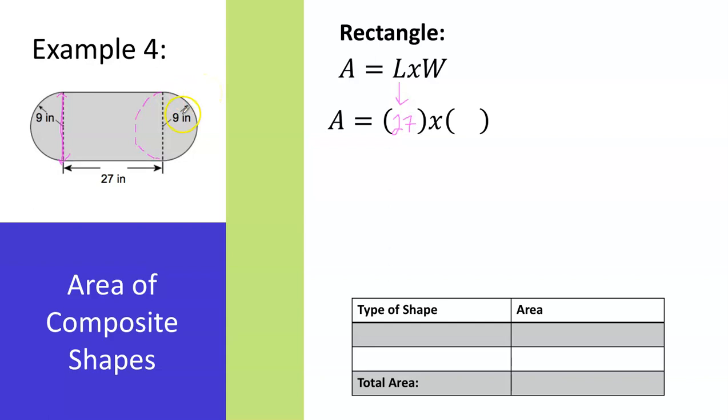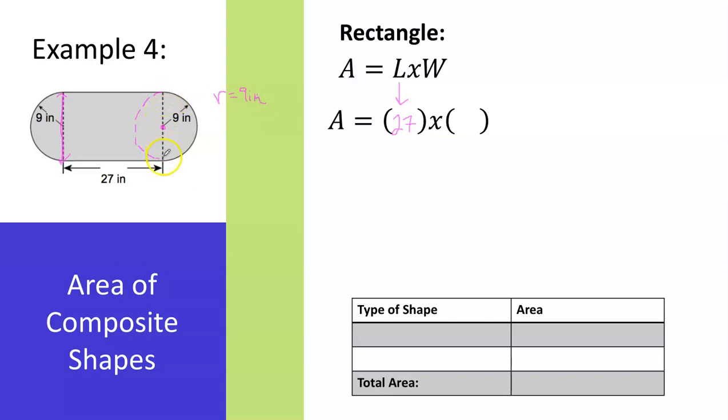I hope that you can still recognize, even though this isn't drawn very well, that this is the center of the circle. And the distance from the center of the circle to the edge of the circle is called the radius. So the radius of this circle is 9 inches. This is going to be very helpful to us.